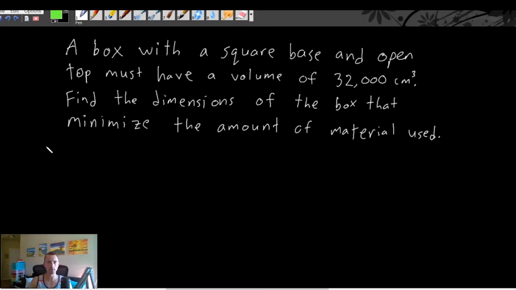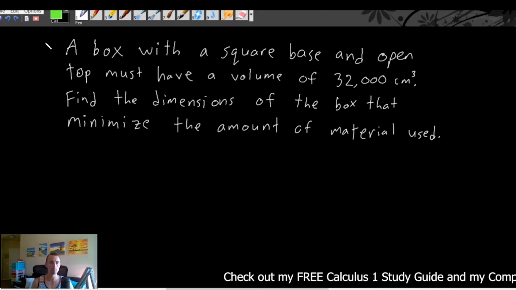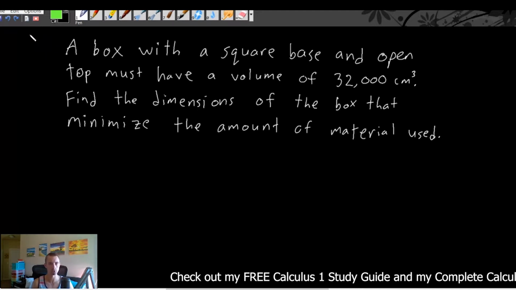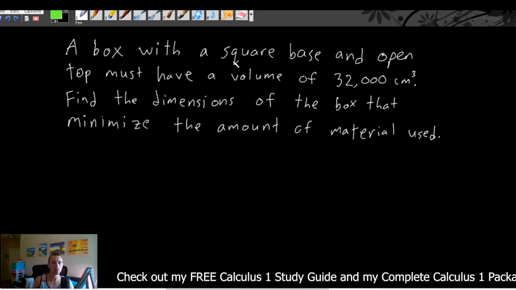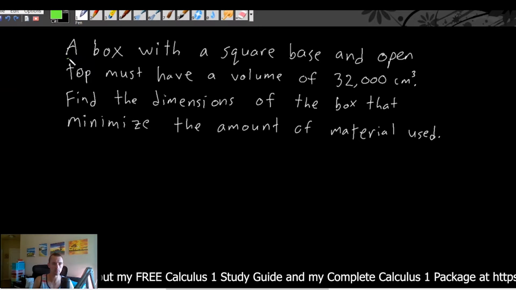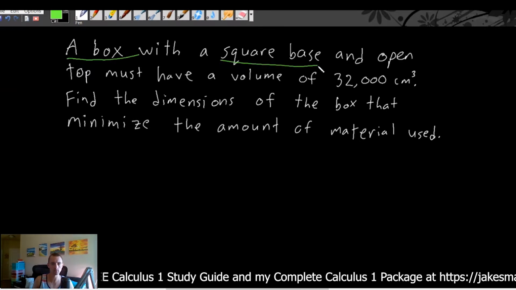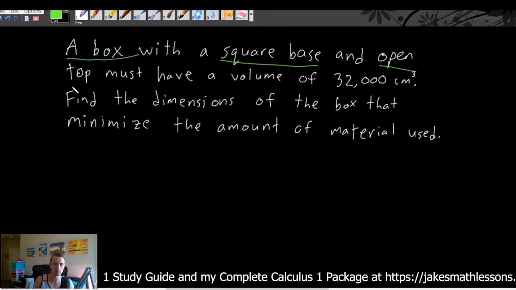A box with a square base and an open top must have a volume of 32,000 cubic centimeters. Find the dimensions of the box that minimize the amount of material used. Okay, so like I said, the first thing you want to do is draw the situation. We have a box, we know it has a square base, so we're trying to draw a box with a square base, and it has an open top.